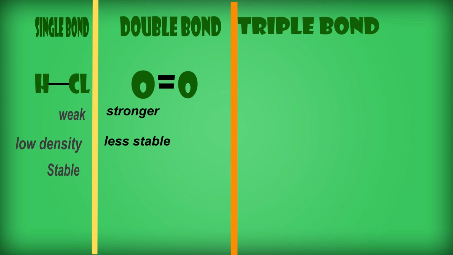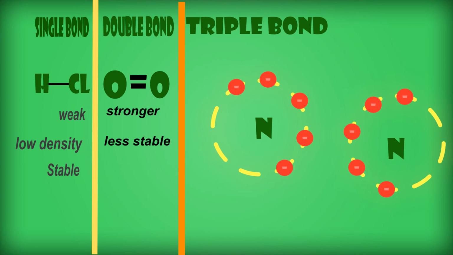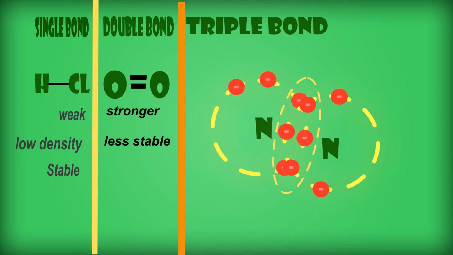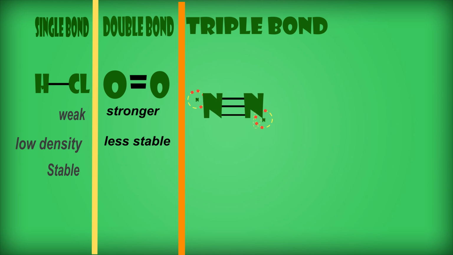Now we move on to the triple bond, in which there's 3 pairs of electrons that are shared between 2 atoms in a molecule. It is the strongest but the least stable out of the 3 general types of covalent bonds. It is very vulnerable to electron thieves.